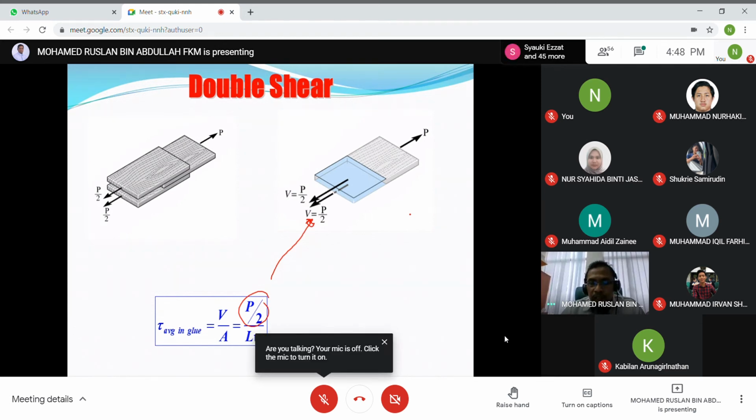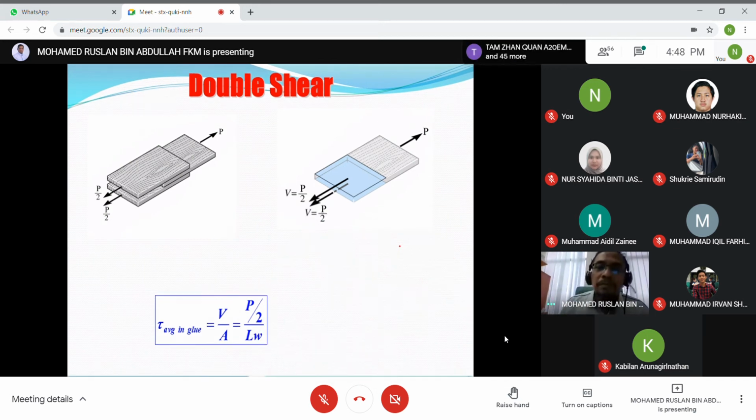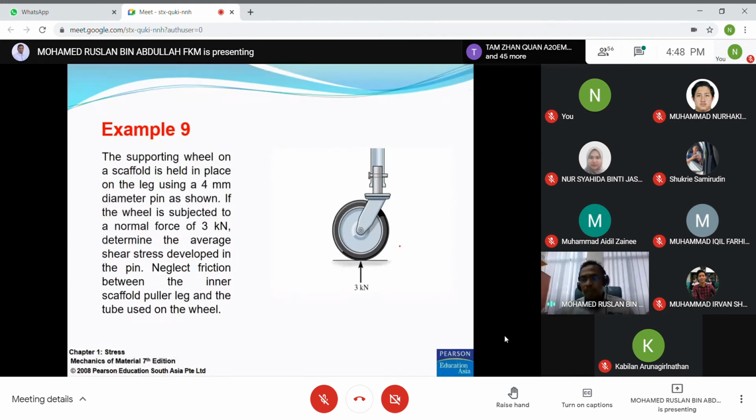So the average shear stress, tau, equals V over A. This is the formula. Now we go to the example.